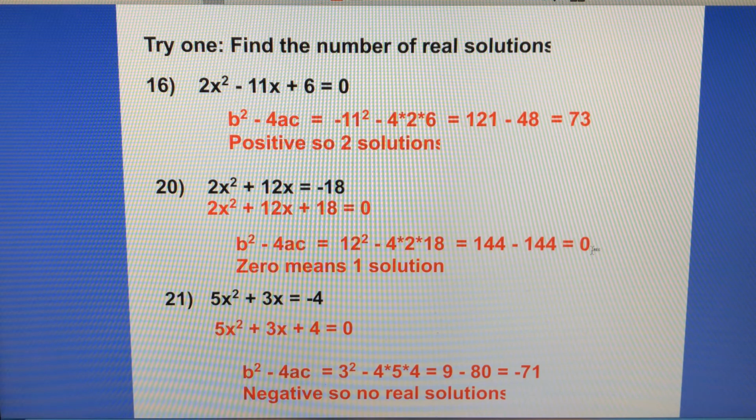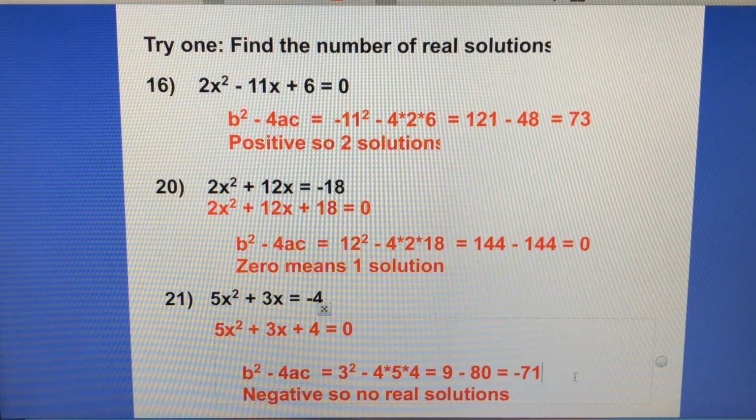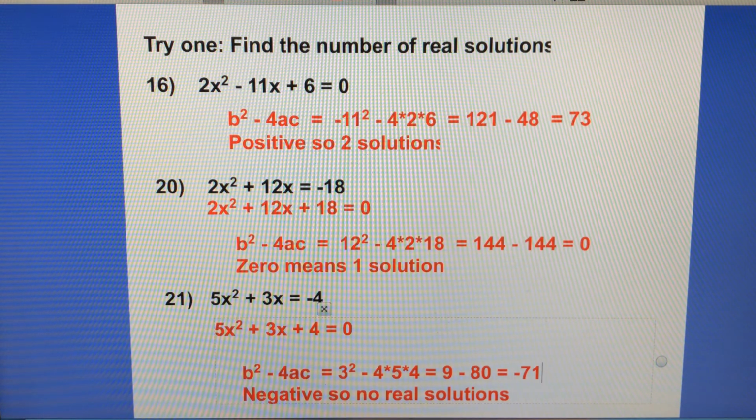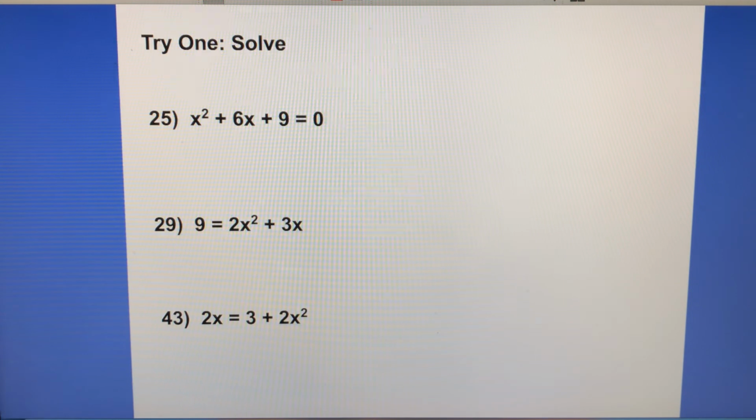5x squared plus 3x plus 4 equals 0. Plug them in. 3 squared minus 4 times 5 times 4. 9 minus 80. Negative 71. Negative discriminant, no real solution. There is no point in trying to solve that quadratic equation. So cool. I know, it's so sad that I didn't show you this first. Let's try some more.